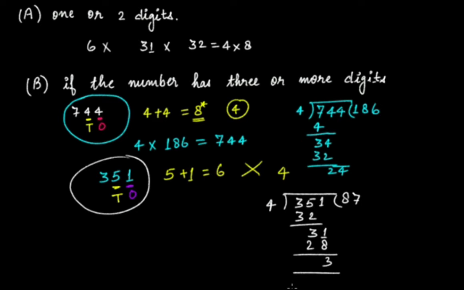There are two conditions. If the number has only 1 or 2 digits, then you'll have to check it by dividing it, because there is no shortcut or trick to check whether that number is divisible by 4 or not. But if the number has 3 or more digits, then yes, you can have a shortcut: add the digits at the ones and the tens place, and if the number obtained after adding both those digits is divisible by 4, then the whole number will be divisible by 4.